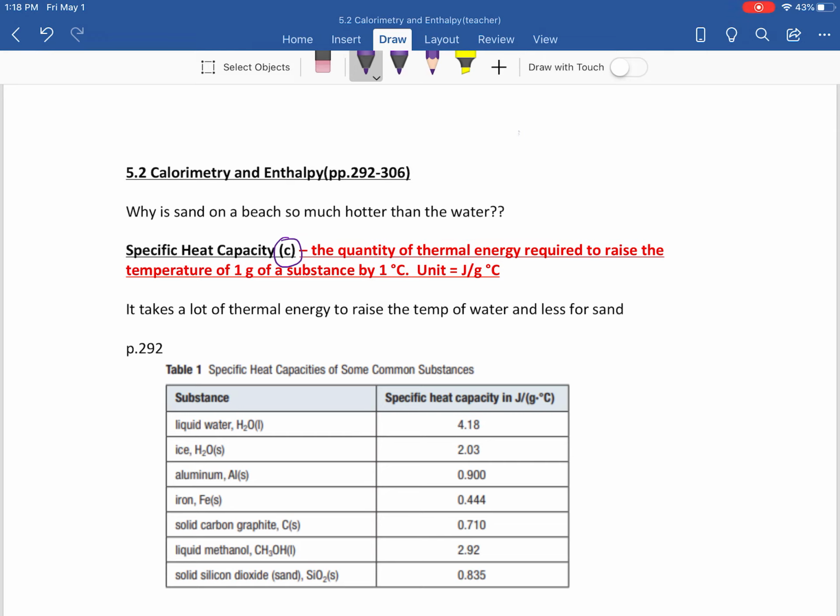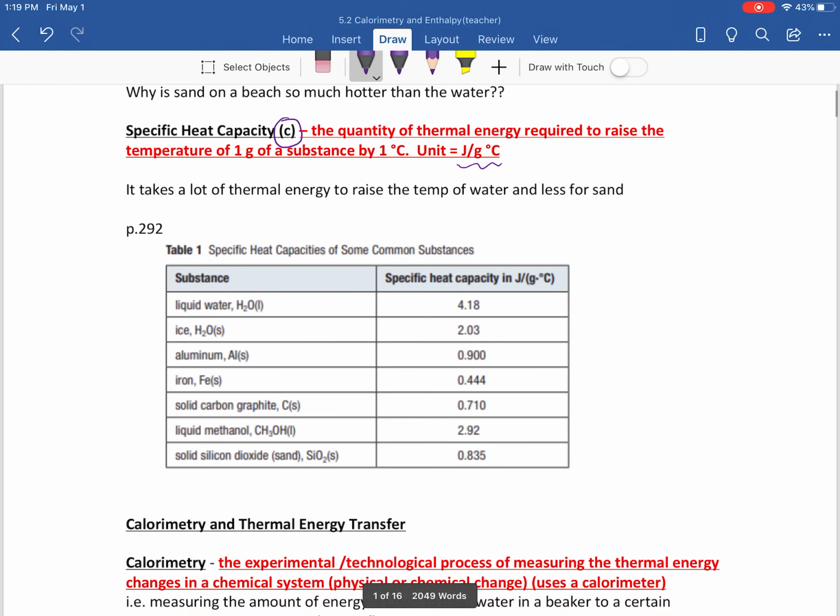And what does the specific heat capacity stand for? Well, it's the quantity of thermal energy, so the amount of heat needed to increase the temperature of 1 gram of a specific substance by 1 degree Celsius. So each substance has its own value, or how much energy it requires to heat it up 1 degree Celsius. So because of that, let's take a look at this unit. It's joules, and that's the amount of thermal energy per gram per degree Celsius, or per 1 gram per 1 degree Celsius.